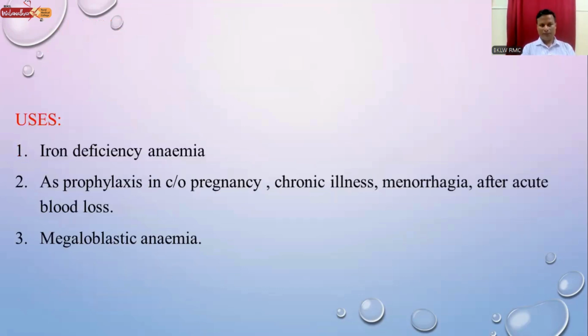Now coming to uses of these iron preparations. The most common indication is iron deficiency anemia. We know that in a developing country like India, an ample amount of the population is anemic, and nutritional deficiency of iron is one of the reasons. Also, there are other reasons like hookworm infestations, chronic illnesses, or peptic ulcers that also cause anemia. So this is one of the most important indications.